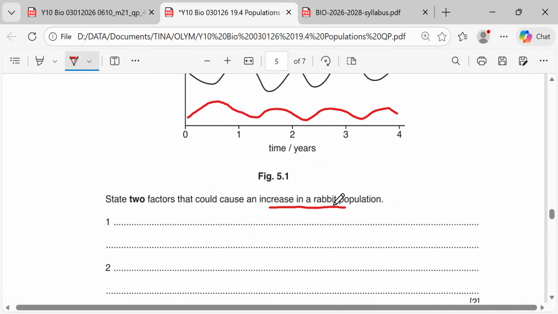Increase in the rabbit population: less predators, more food, and no competition for food.